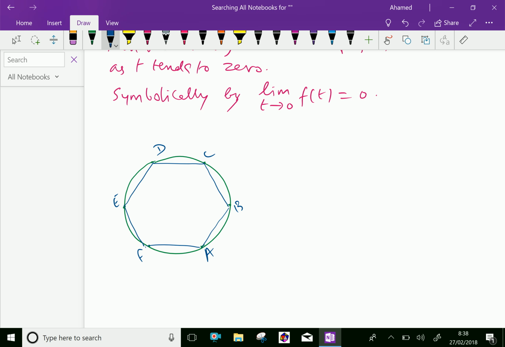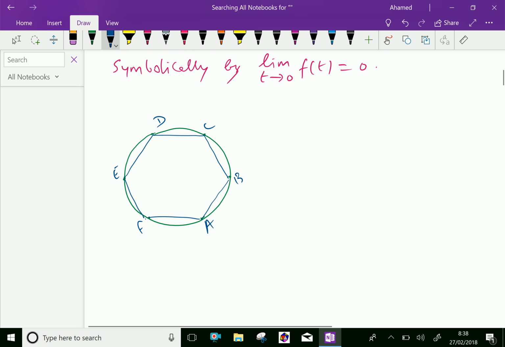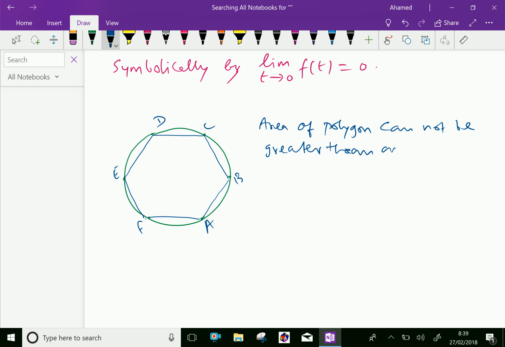We notice the following points here. The area of the polygon cannot be greater than the area of the circle. Since the polygon is inscribed in the circle, its area is always lesser than the area of the circle.